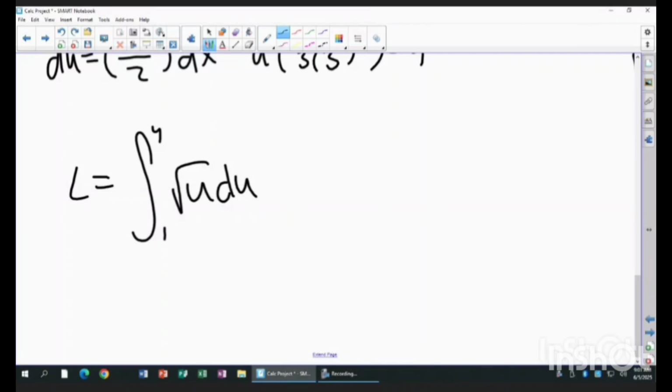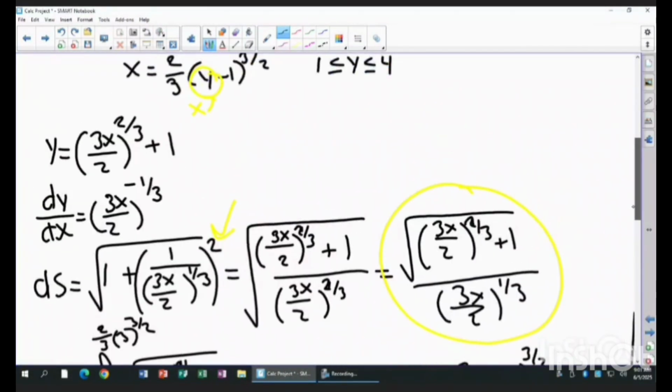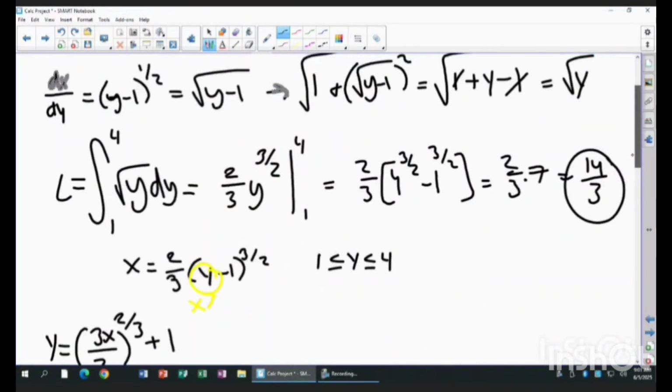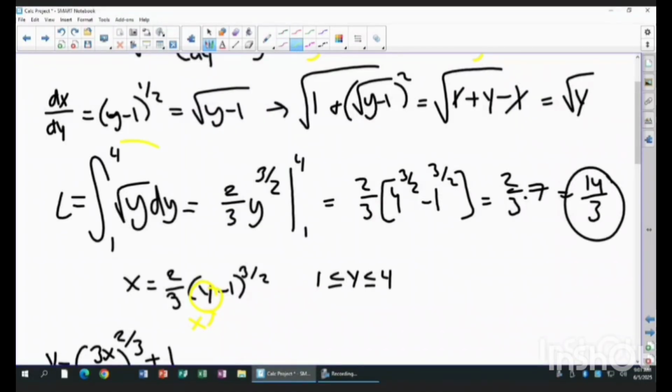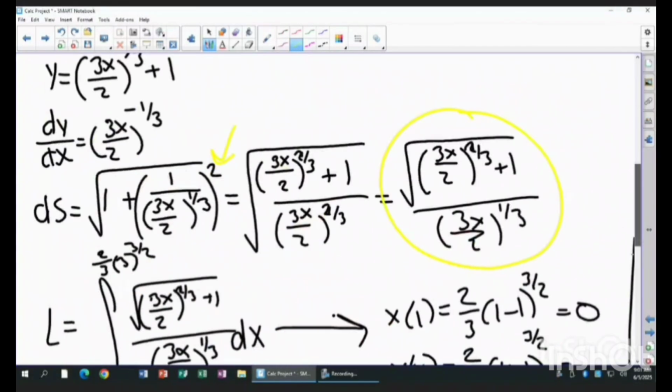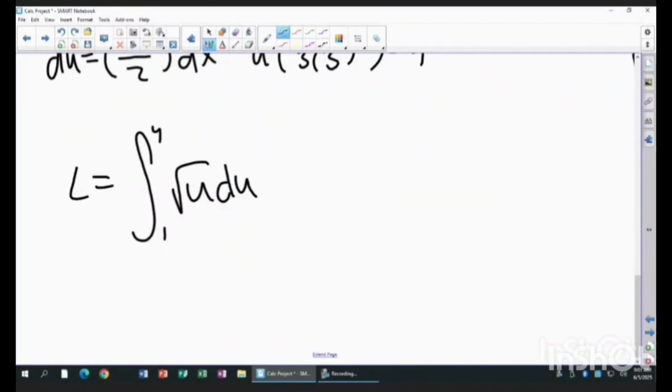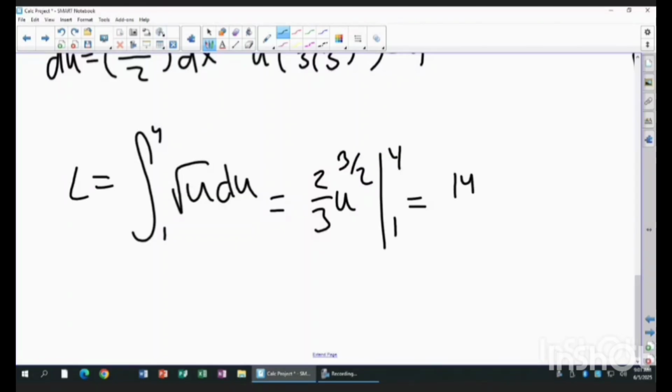That looks familiar. That looks like this equation right here. So now we solve that again. And what we'll see, 2/3 u to the 3/2 from 1 to 4 will give you 14/3. The exact same answer as what we did before.